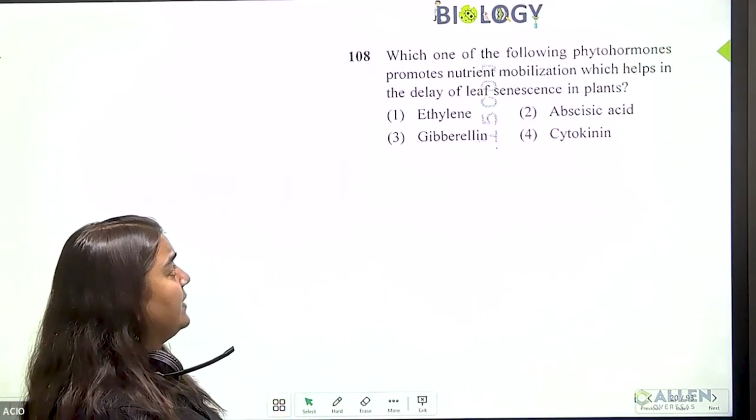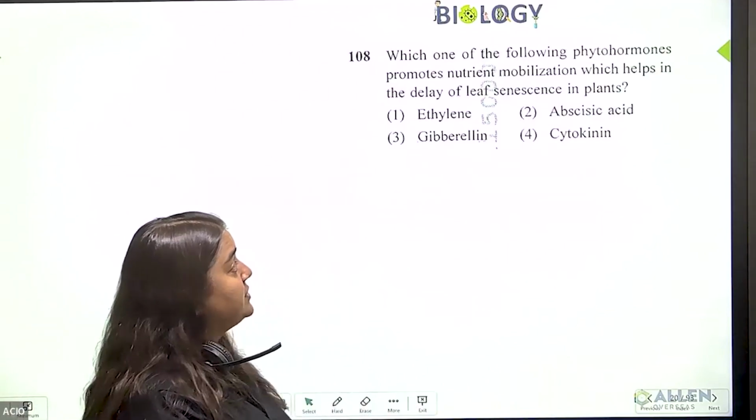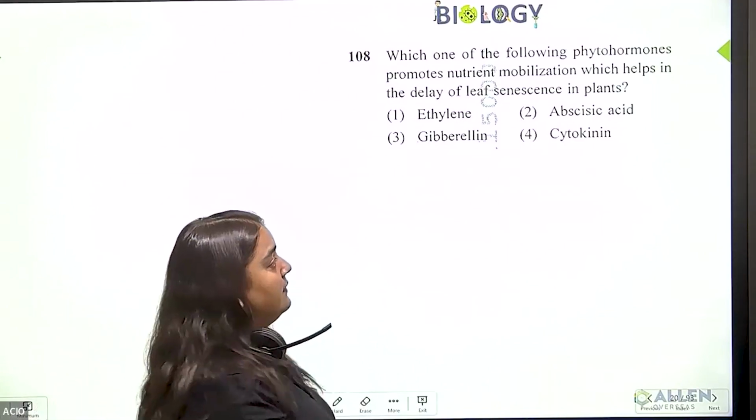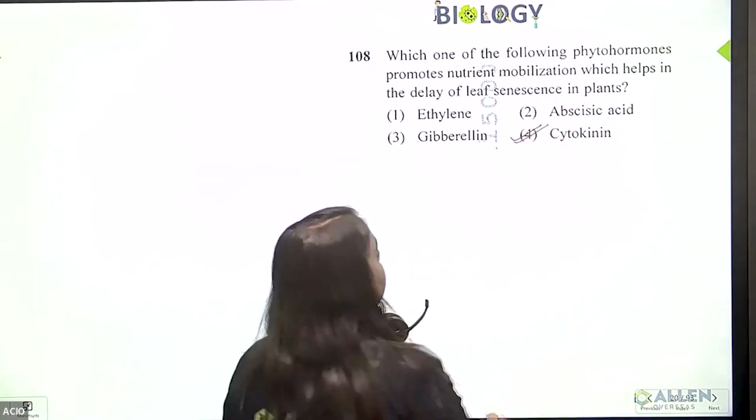Next, which of the following phytohormones promotes nutrient mobilization, which helps in the delay of leaf senescence in plants? The answer will be cytokinin.